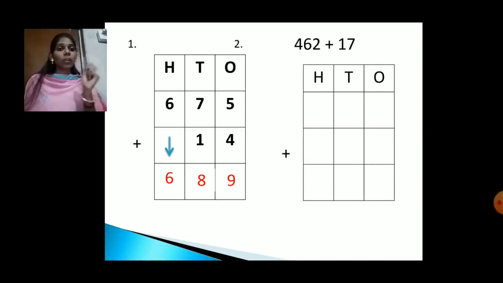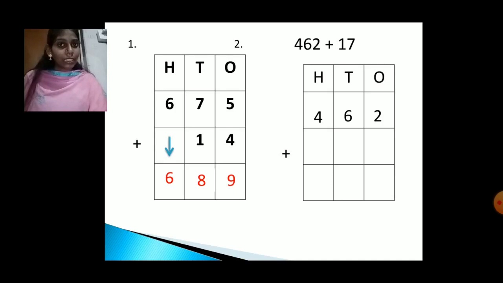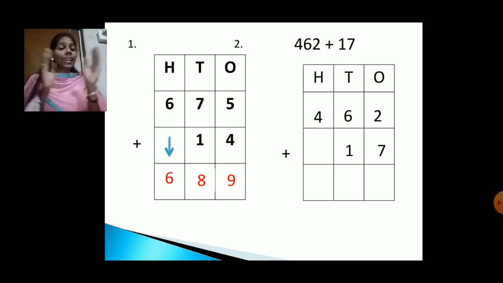462. So first we will place 2 at the ones place, 6 at the tens place, and 4 at the hundred place. Correct? And now next is plus 17. So 7 we will place at the ones place, and then 1 we will place at the tens place. Correct? Now arranging the numbers is over. Right? We already placed the numbers at the correct place.